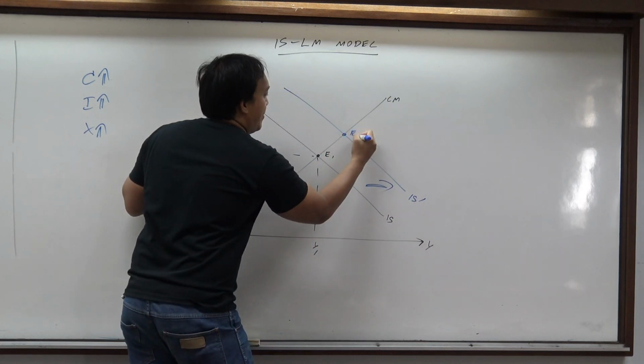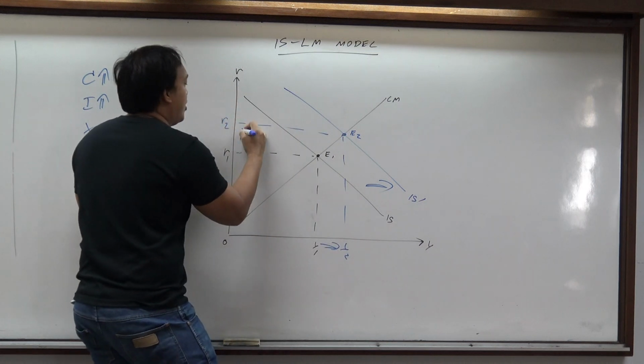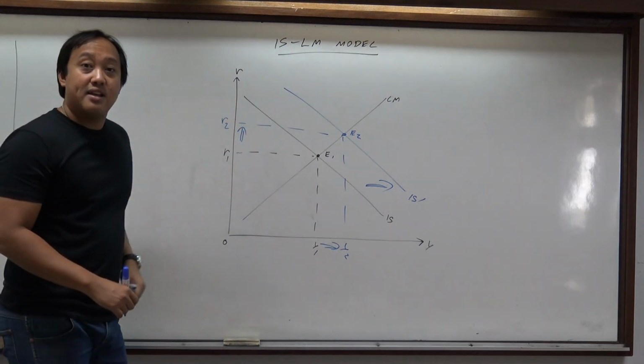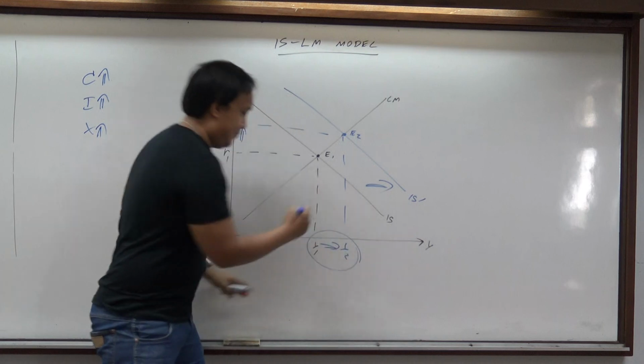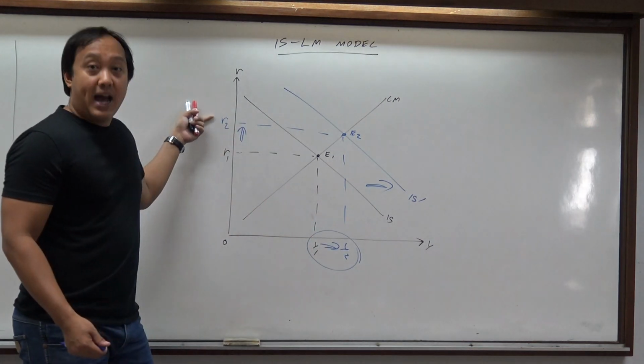Equilibrium point change from E1 to E2. GDP increasing. At the same time, the real interest rate rising. This is when the economy is good. When the economy is good, the real interest rate is going to be high.